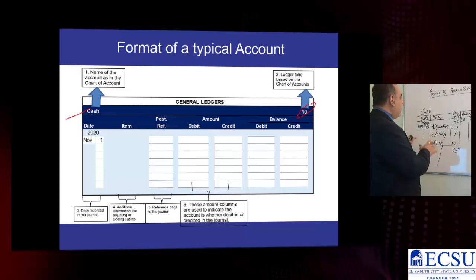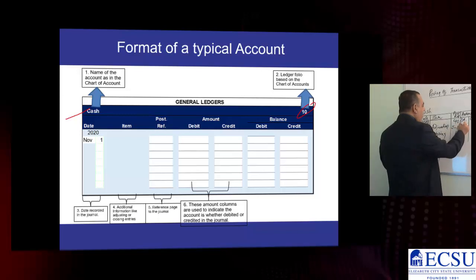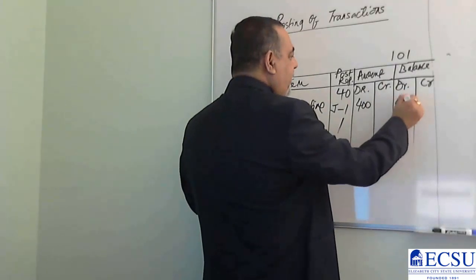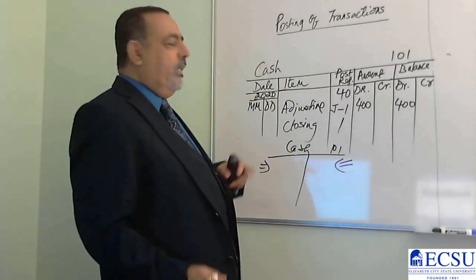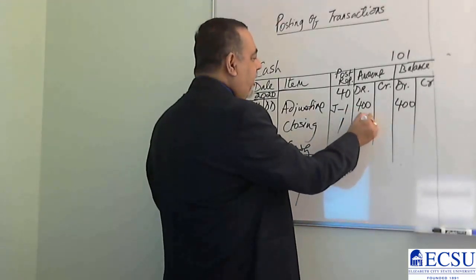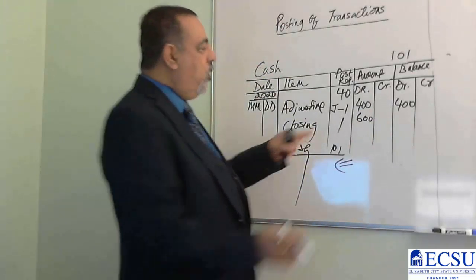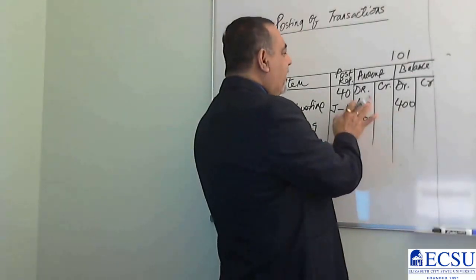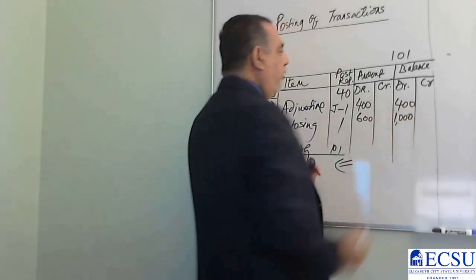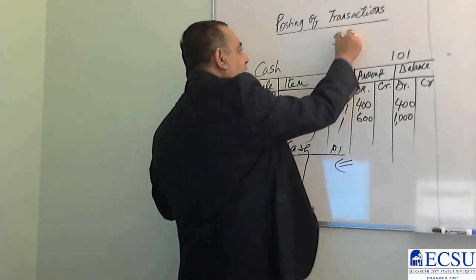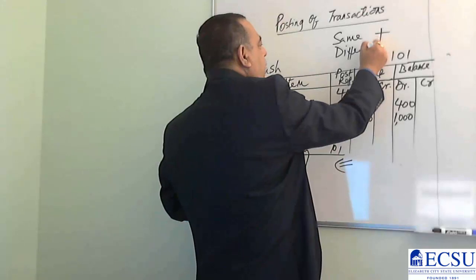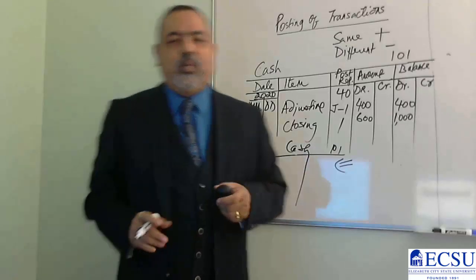So if cash was debited, I'm going to write in the debit column, and then I'm going to go to the balance and write the same amount. Okay. Now, supposing I have a transaction whereby I have a debit of 600. So what will happen to my balance? Because this is a debit and a debit, the balance will now be 1000. So if it is the same, then you add it. If it is different, then you subtract it. That's how we calculate the balance.